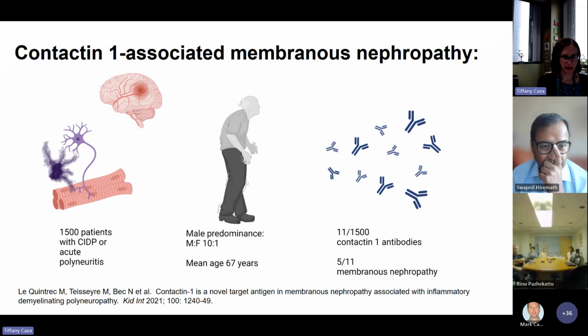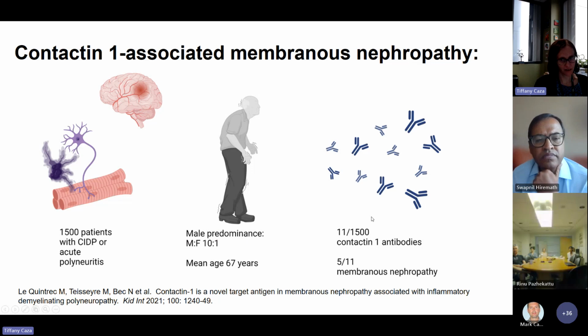Contactin-1 is a new antigen that has been described in a very elegant study. They looked at 1,500 patients with chronic inflammatory demyelinating polyneuropathy or acute polyneuritis, which I think it would be impressive to get a serum bank of this number of patients. And they looked for Contactin-1 antibodies, and those have been previously described in case reports to be associated with CIDP. And of patients with Contactin antibodies, about half of them develop membranous nephropathy.